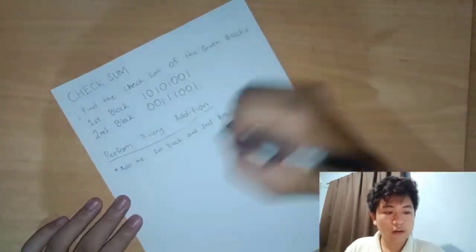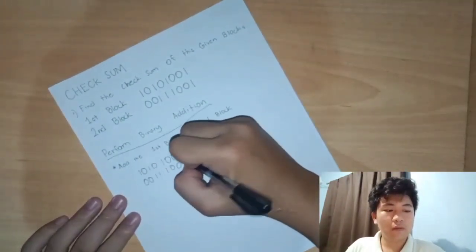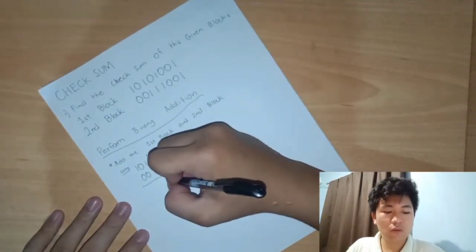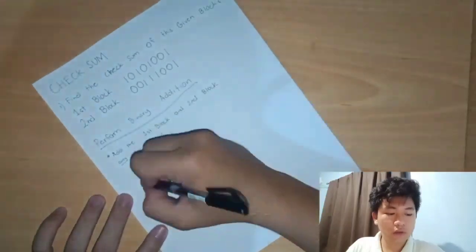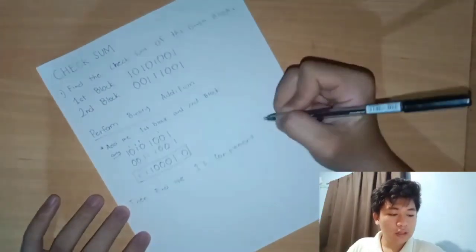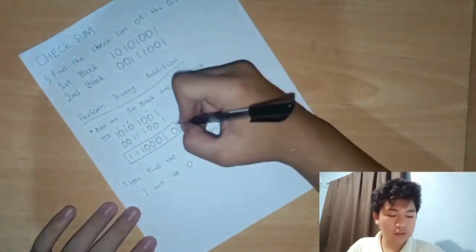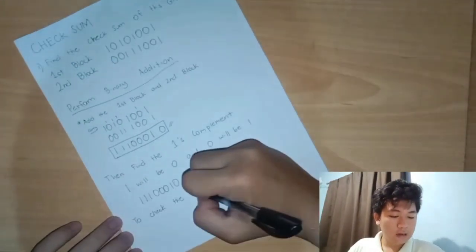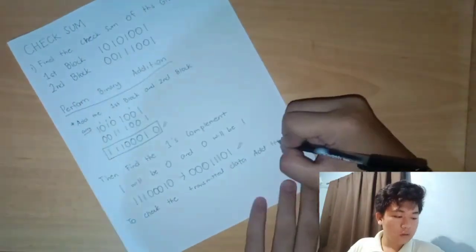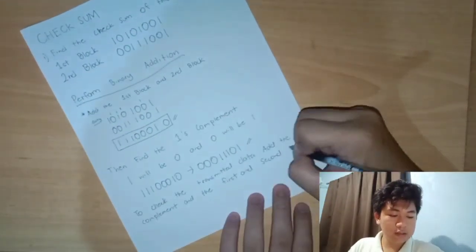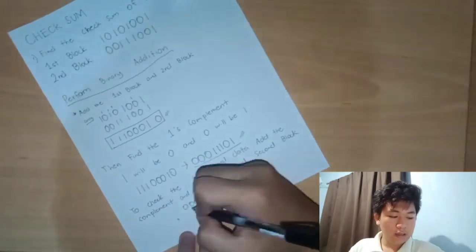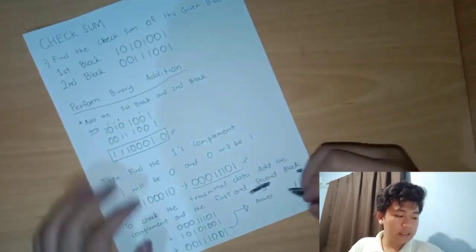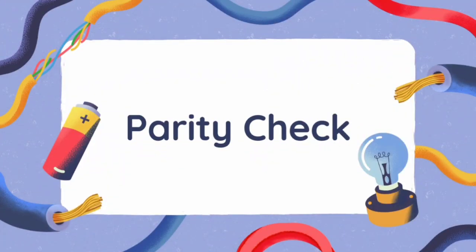So we are given our first block and second block. We will perform a binary addition here, and our addition will result in 11100010. Then we will complement it, and it will result in 00011101. Then after that, to check the transmitted data, we will add all the results: the first complement, the first block, and the second block. So the answer will be 11111111.